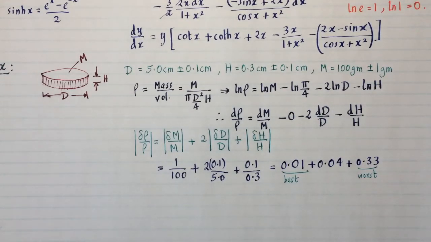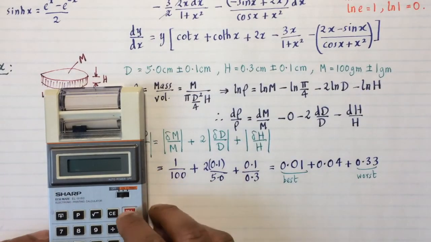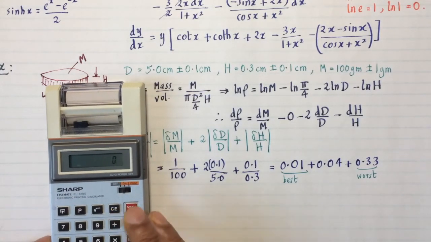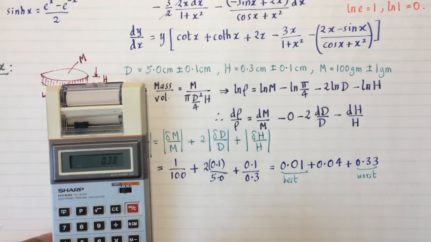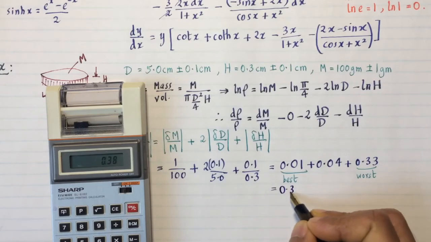Now it's a job for your calculator. I have one here. So let me do this: 0.01 plus 0.04 plus 0.33, and that's 0.38.